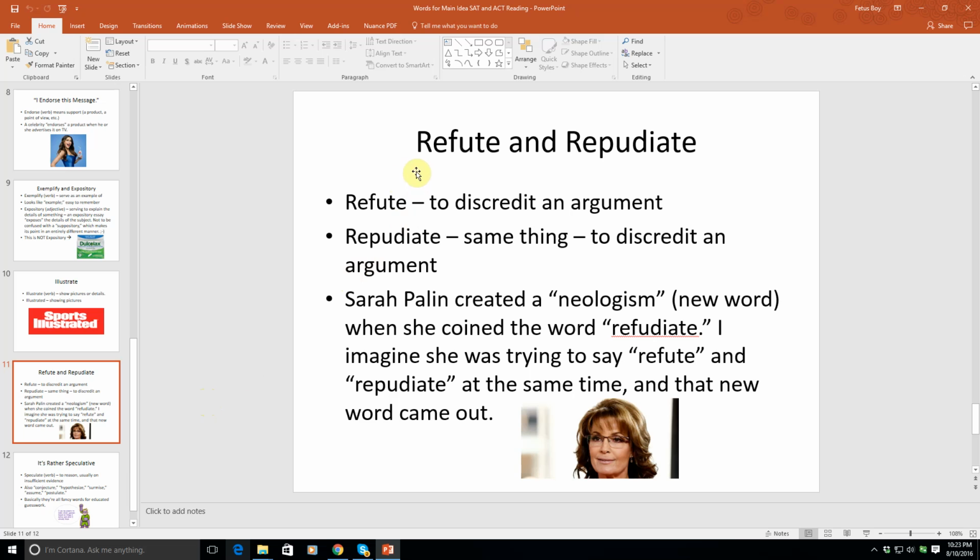Refute and repudiate. To refute is to discredit or to argue against an argument, to oppose it. Repudiate is the same thing. So to discredit an argument, you could repudiate it or you could refute it. Sarah Palin created what's called a neologism, which is just a fancy word that means new word, when she coined the word repudiate by accident. I imagine she was trying to say refute and repudiate at the same time, and that new word came out. That's actually a pretty neat word in my book.